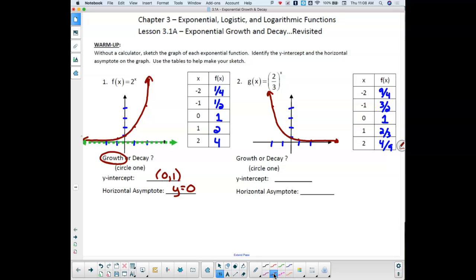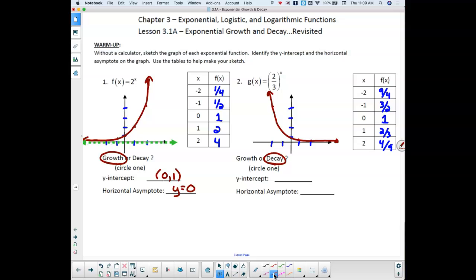Decay. Why a decay? Why is it decaying? Because the base is less than 1. Okay, because the base is less than 1, that's going to signify an exponential decay. As x is increasing, y is decreasing. Or as we're going to the right, our values are getting smaller.